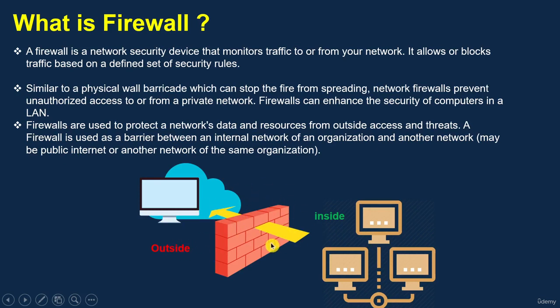According to these rules, traffic will be filtered from inside to outside, and also from outside to inside. The main duty of this firewall is to isolate internal networks from outside networks, to prevent outside attackers and malware from entering secure networks. It is also similar to a physical wall barricade, which can stop a fire from spreading.